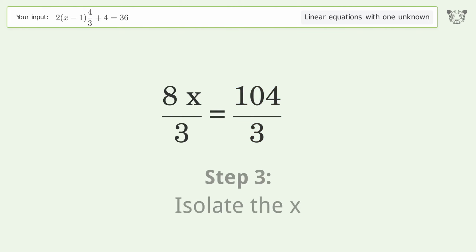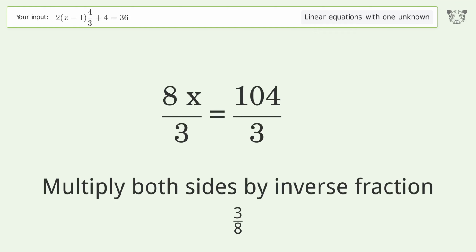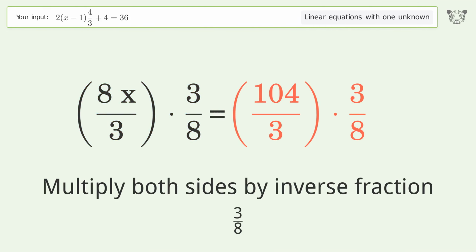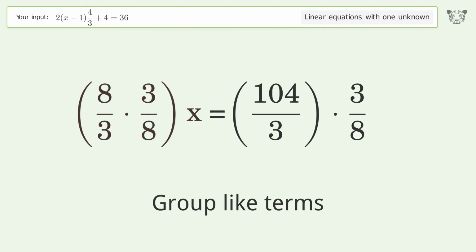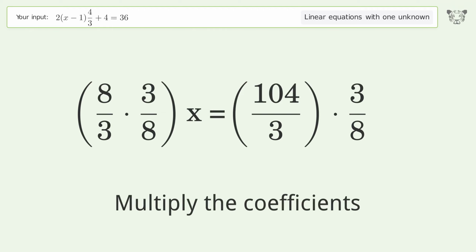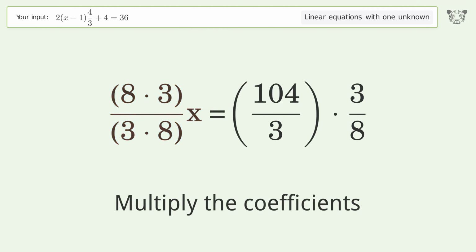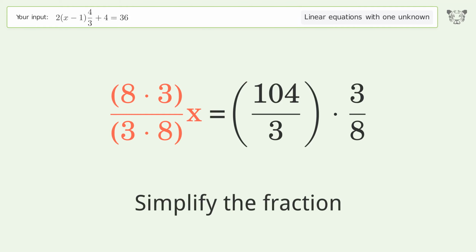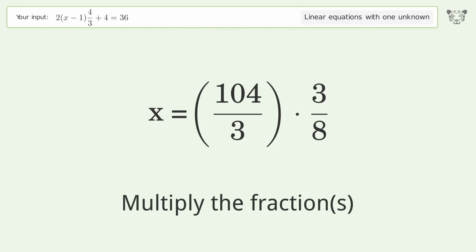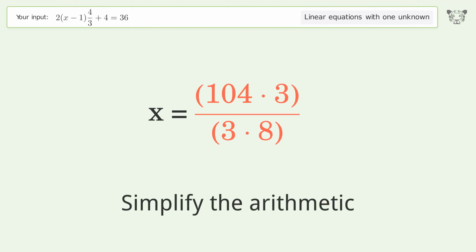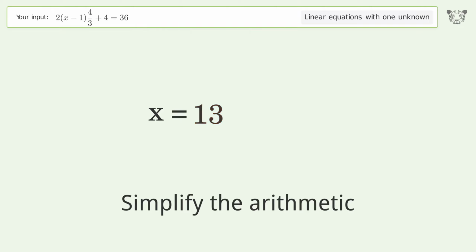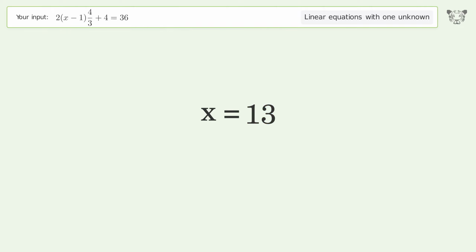Isolate the x. Multiply both sides by inverse fraction 3/8. Group like terms. Multiply the coefficients. Simplify the fraction. Multiply the fractions. Simplify the arithmetic. And so the final result is x equals 13.